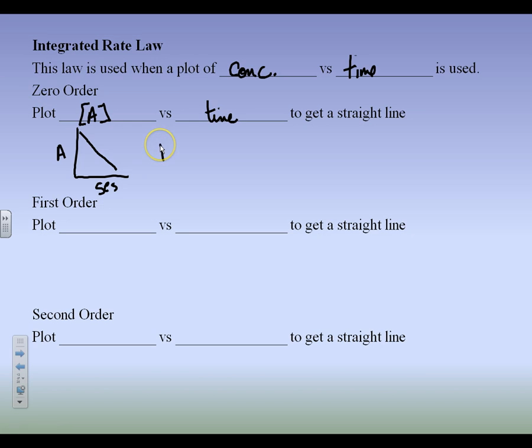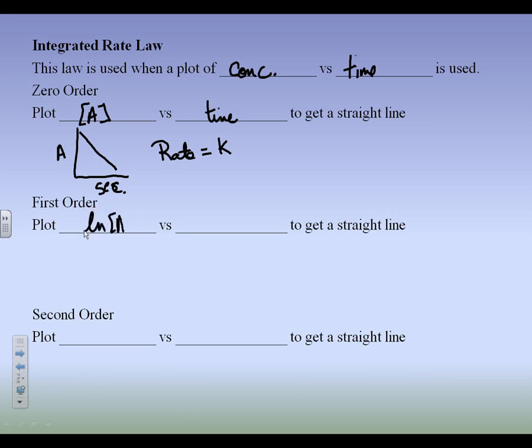So if you remember what the rate law would look like, this one's pretty easy. We already get a straight line with this, and really the slope of your line is giving you your rate constant, k. Okay. First order.